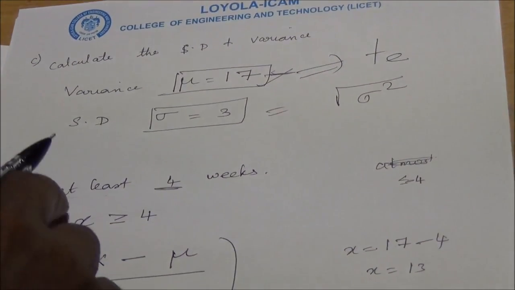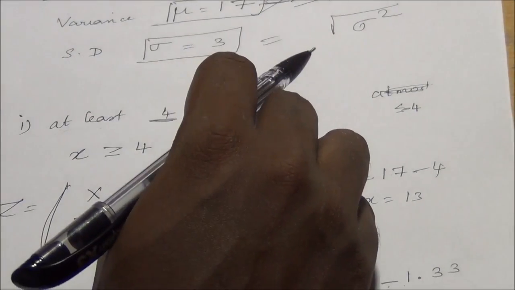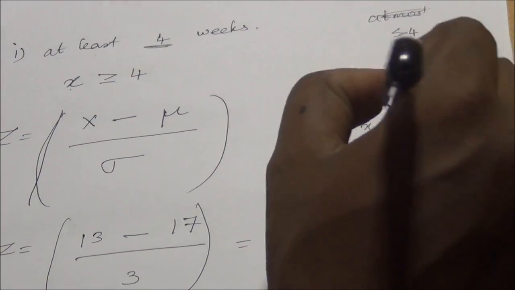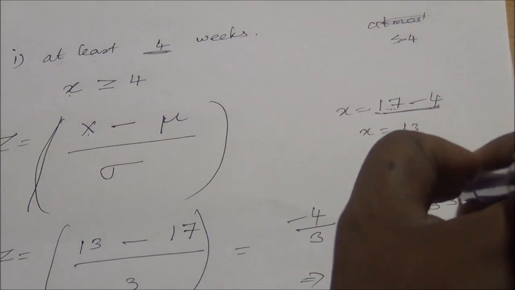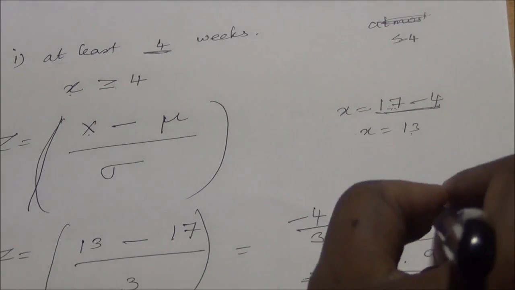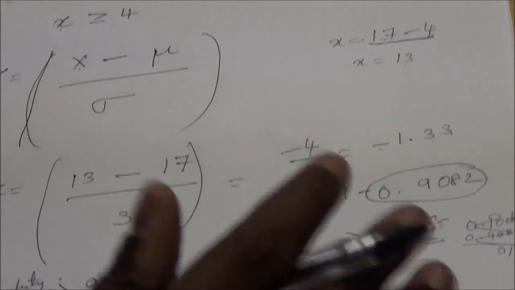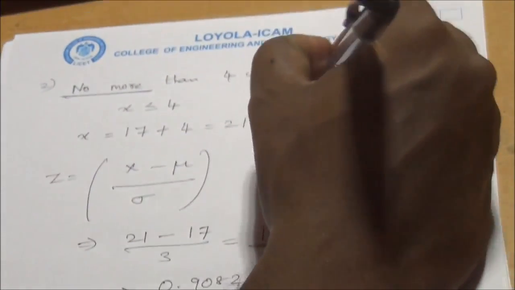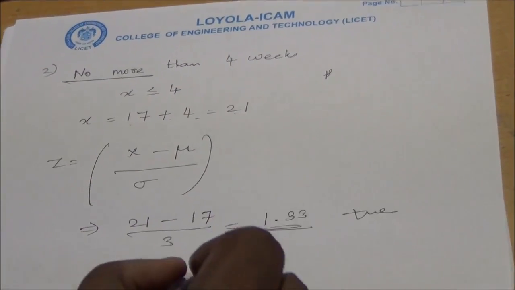The next thing is, if you want to calculate the probability that the completion time is at least 4 weeks, it is x greater than or equal to 4. So if it is at least, you subtract it from mu, that is 17 minus 4 equal to 13. So we will get this value. Since this value is negative, you have to get the value of 1.33 from the table. You subtract it from 1 and you will get this, and if you multiply by 100, you will get 19.18%. And if it is no more than 4 weeks, you add it to 17, you will get 21. Since the value is positive, you directly read it and convert that into a probability value.